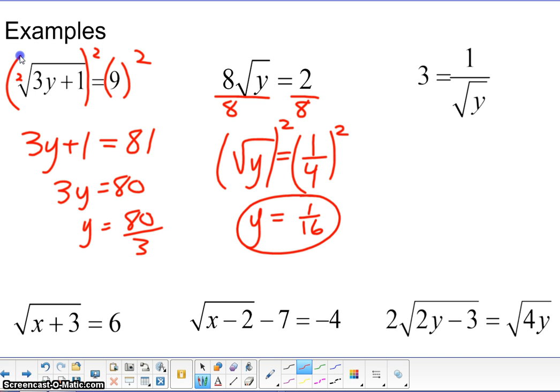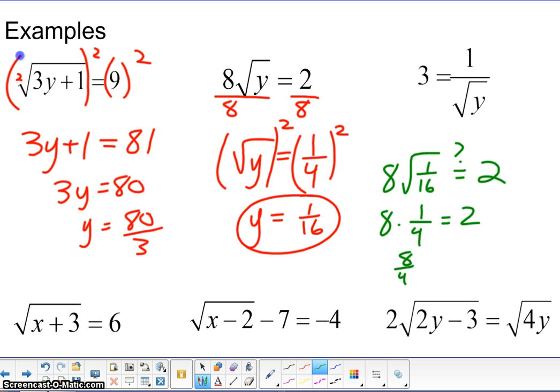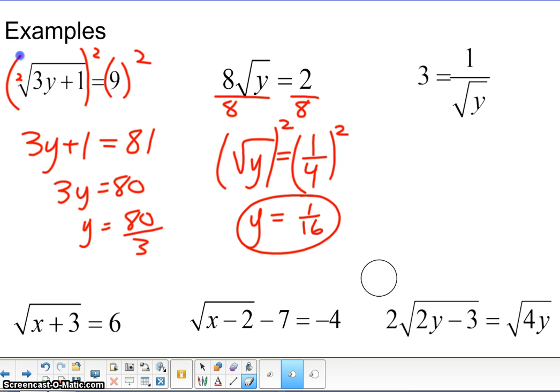Okay, now to check the answer. 8 times the square root of 1/16 is supposed to equal 2. So we are checking that to be correct. The square root of 1 is 1, the square root of 16 is 4. And when you multiply those together, it'd be 8/4, which is 2. So that also is correct. I know for sure that it works.